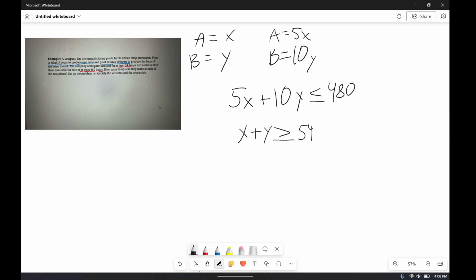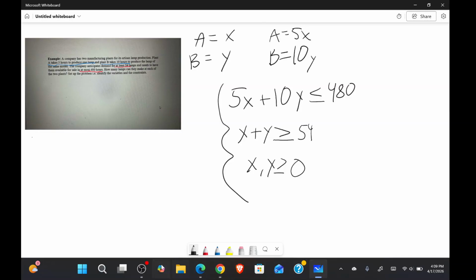And another constraint on this, which is more like logic: you can't have negative manufacturing of lamps. So in terms of logic and context, X and Y have to be greater than or equal to 0. And that's your little semi-system of inequalities.